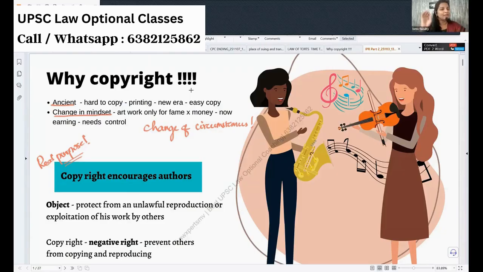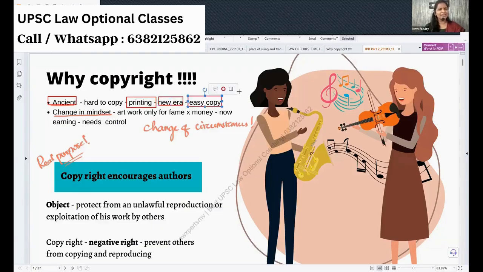Okay, so first, why do we need copyright? It is because of the change of mindset, actually. In ancient times, we will start with the improvement factor. If anybody wrote a book, how did they copy the book? Another person would sit and write the manuscript. Like that, they would make the copies. And as time went on, we got the printing process. That was the new era which made copying very easy.